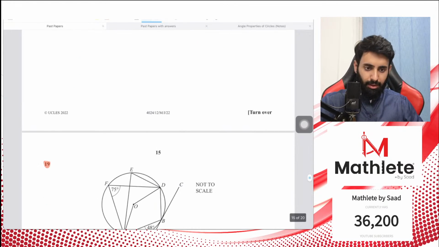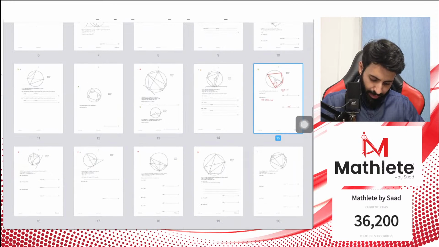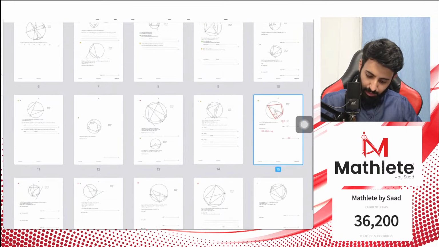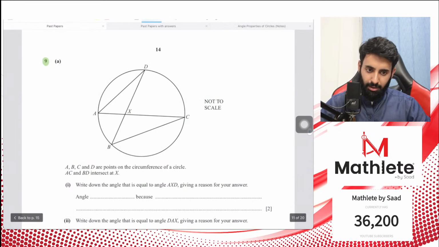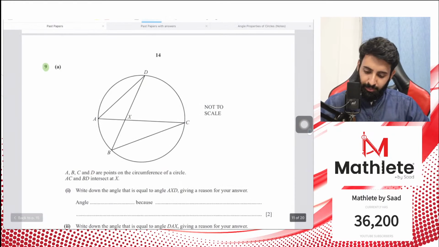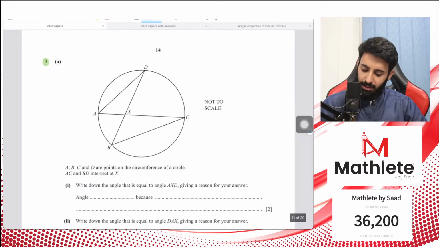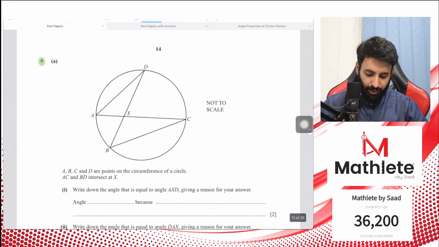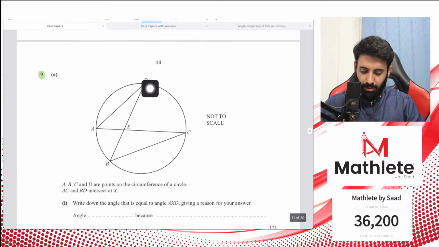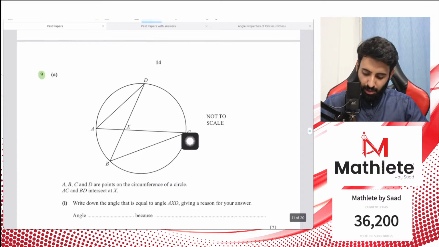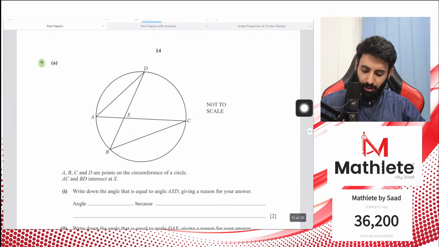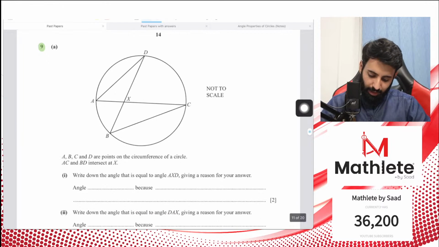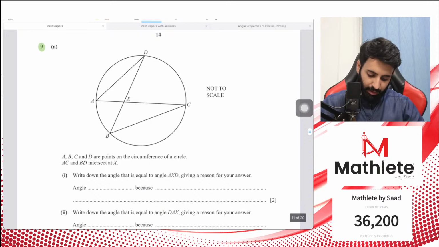All right, let's do another question that I have highlighted green so that we can do a few easy questions before we move on to more difficult ones. Okay, now here's another question. Let's see what it says. So it says here A, B, C, and D are points on the circumference of a circle. So have a look at the circle also. A, B, C, D. AC and BD intersect at X. Write down the angle that is equal to angle AXD, giving a reason for your answer.